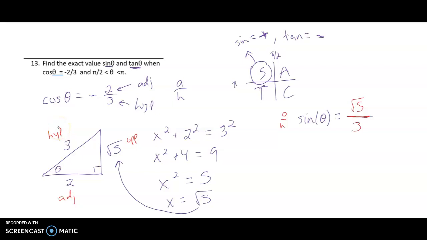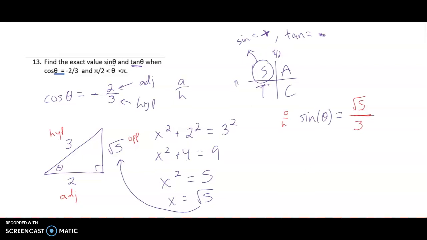If there was a root in the bottom, I'd want to rationalize it. So the next one is, go back to purple. Oops, not that purple. So cosine, no, I already know cosine. I'm looking for tangent, right?